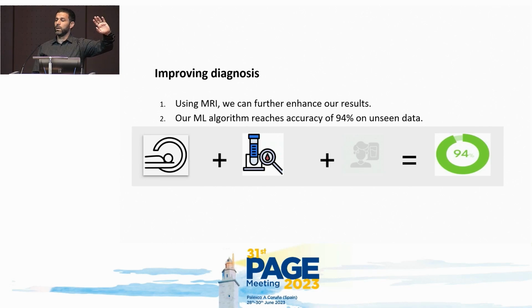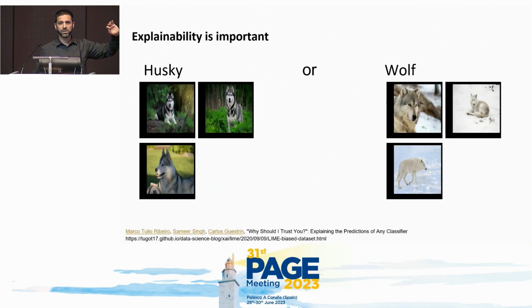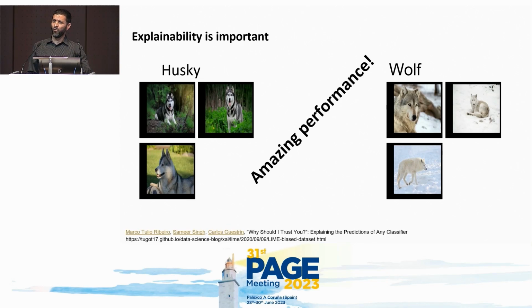I want to take just a short break from medicine. Let's do something fun. Let's try to distinguish between husky and wolf. This is a classification problem, trying to understand when we have a husky and when we have a wolf. There is amazing performance for this problem, and I think it was more than 95% accuracy.